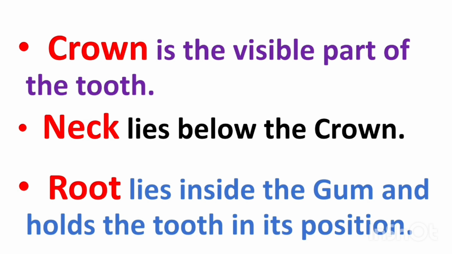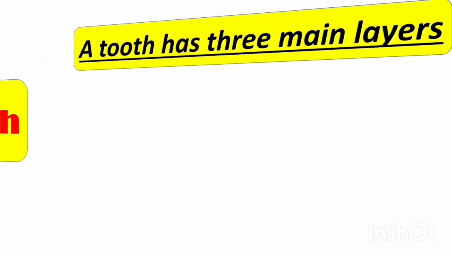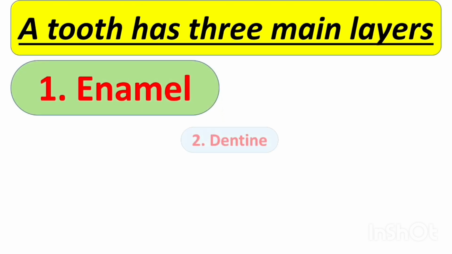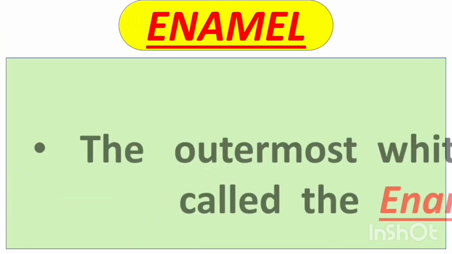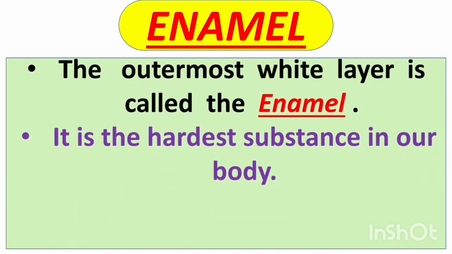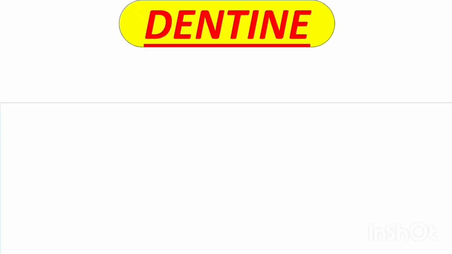So next is layers of a tooth. A tooth has three main layers, that is enamel, dentine and pulp. Let us have a look at them in detail one by one. So first is enamel, the outermost part of the tooth. The layer is called the enamel and you can easily see it. It is the hardest substance in our body and it protects the tooth from wear and tear.